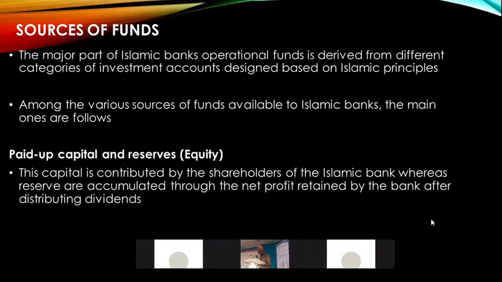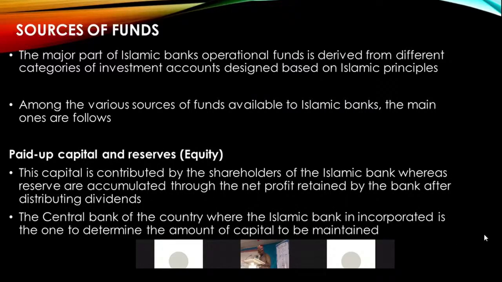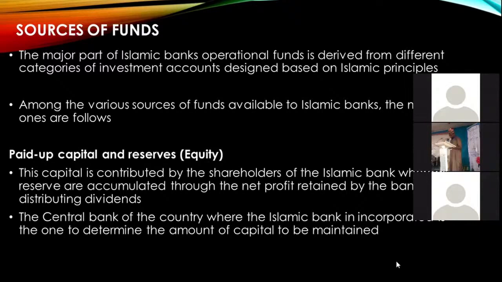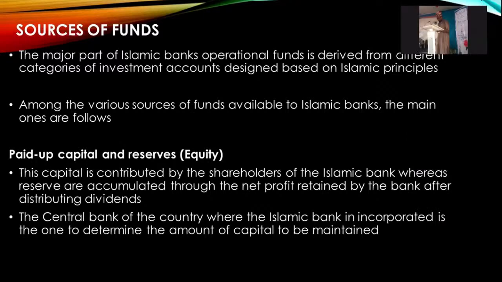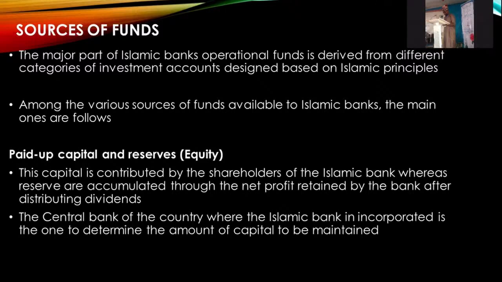Prof, next. And also, like I've said, the central bank of a country where the Islamic bank is incorporated is the one to determine the amount of capital to be maintained. The central banks are the ones issuing the exact amount needed for those shareholders to put in place before the license is given to them. In the Nigerian scenario, when Lamido Sanusi came on board, he issued guidelines that the financial institution will not be allowed to operate unless it has a capital reserve of 25 billion naira. Prof, next slide.